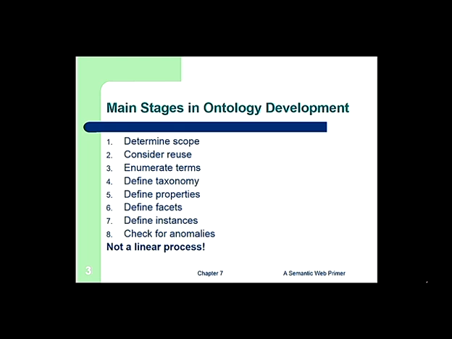These are 8 stages, but it is not a linear process, which means that many times we have to go back from one stage to any previous stage, and we may have to repeat it several times. Let's say if we are at defining properties stage, we may have to go back to enumerating terms, or we may have to go back to consider reuse, or we may even have to go back to determine scope. From here, maybe we'll go here, and so on and so forth. So it is a highly repetitive process.